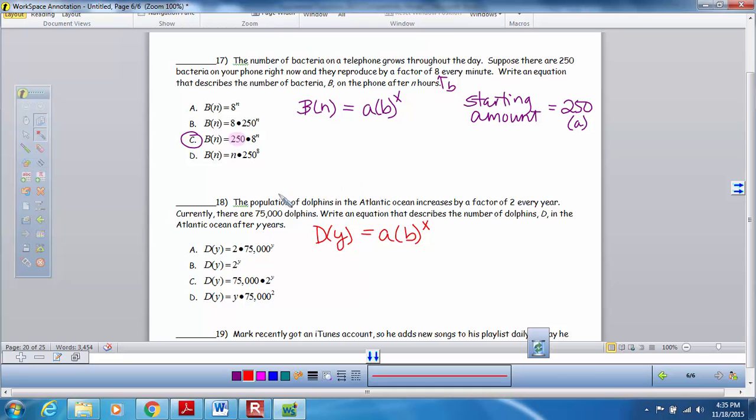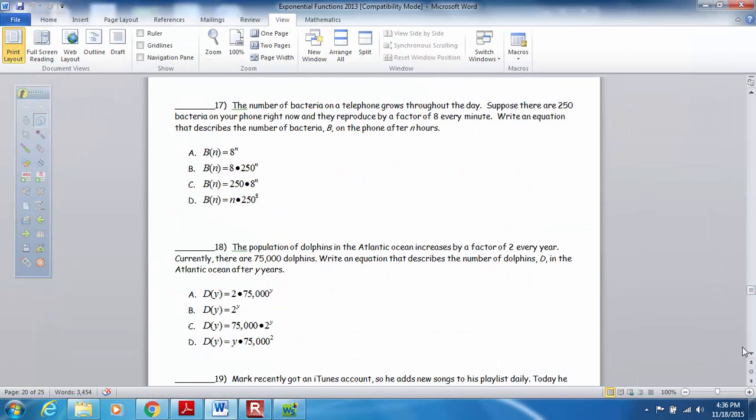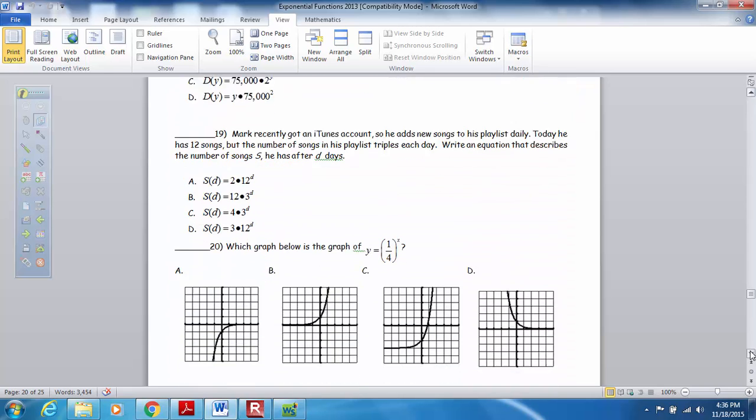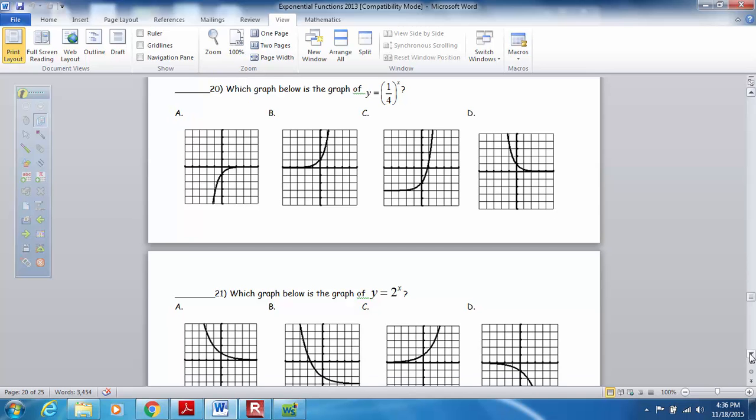raised to the time. So our starting amount here, it says currently there are 75,000 dolphins. So we know it's going to be D of y equals 75,000. And then our b is what it changes by, so it says it increases by a factor of 2 every year. So that would be times 2, and then our time is y years. So it would be raised to the y. So which one matches this? It's also C here as well. I'm going to let you attempt 19. And let's look at 20.